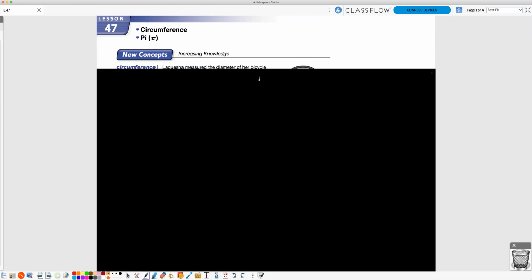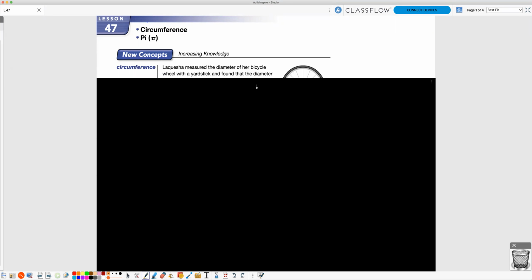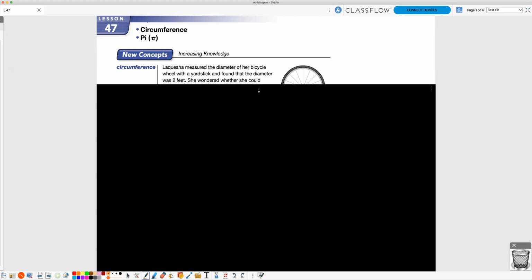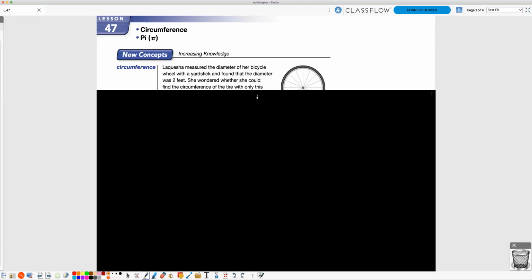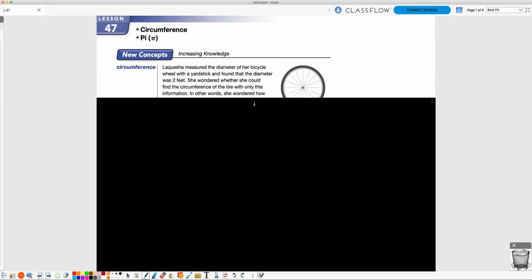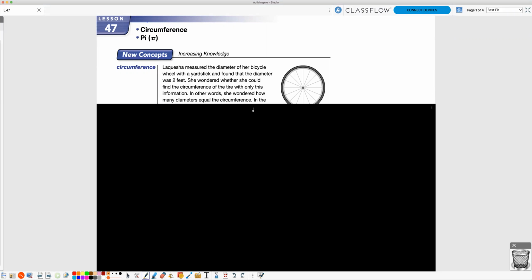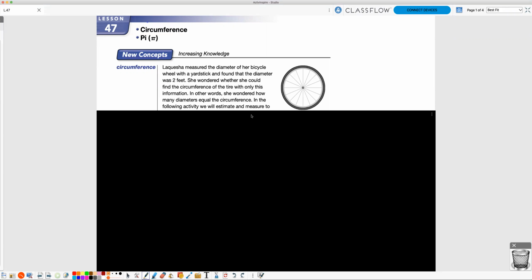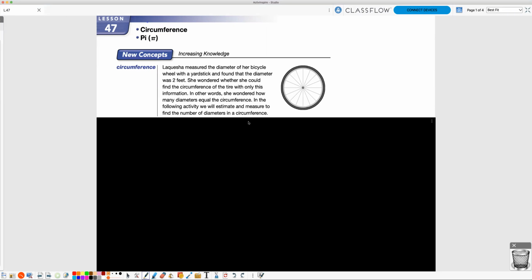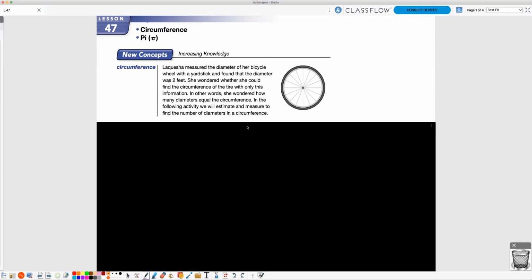It's a new concept. Lakeisha measured the diameter of her bicycle wheel with a yardstick and found that the diameter was 2 feet. She wondered whether she could find the circumference of the tire with only this information. In other words, she wondered how many diameters equal the circumference. In the following activity, we will estimate and measure to find the number of diameters in a circumference.